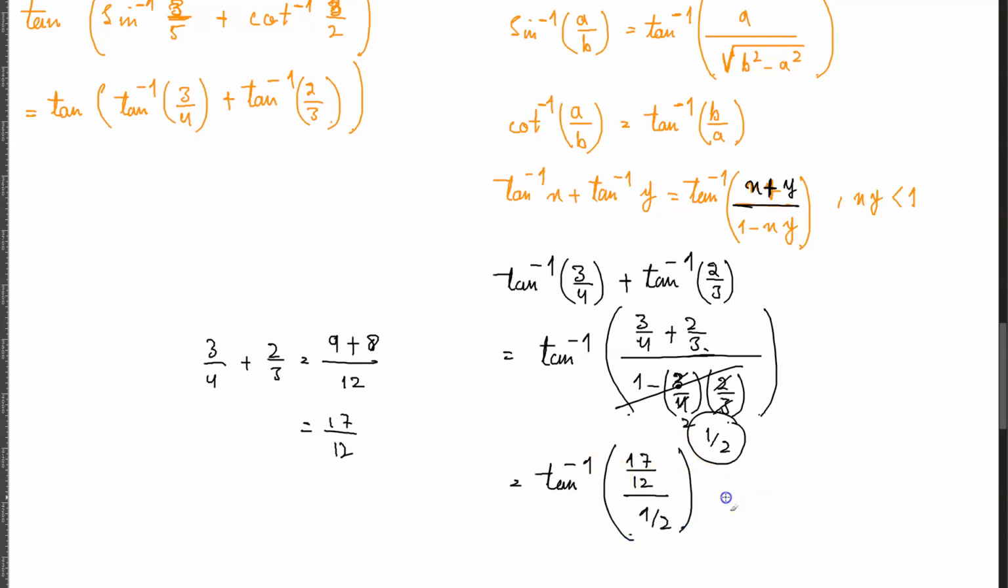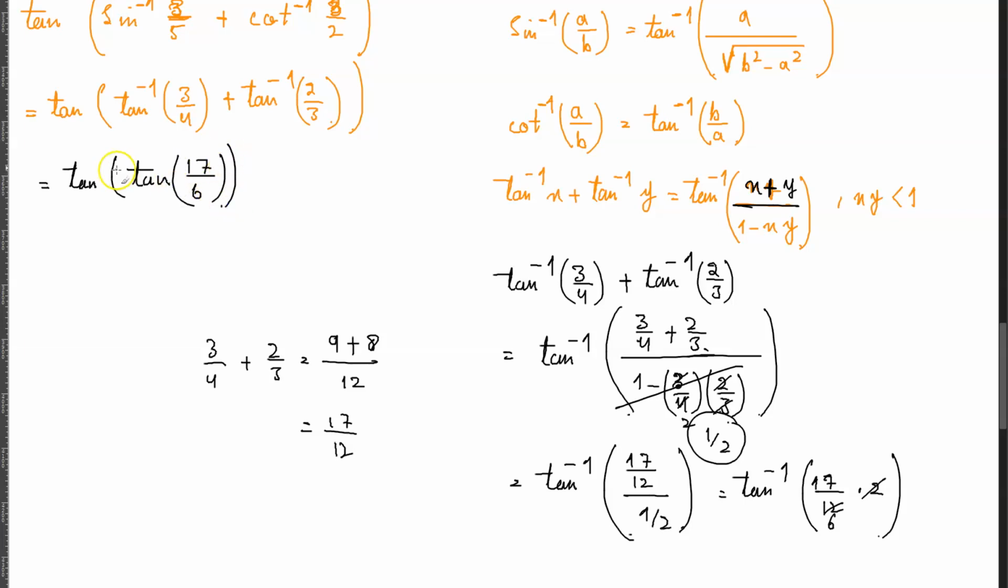And that you can write as the tan inverse of 17 twelfths times 2. And then this becomes a 6, so 17 sixths. That is the tan inverse of 17 sixths. So I can write this as the tan of the tan inverse of 17 sixths. And that gives me 17 sixths as the answer. Okay.